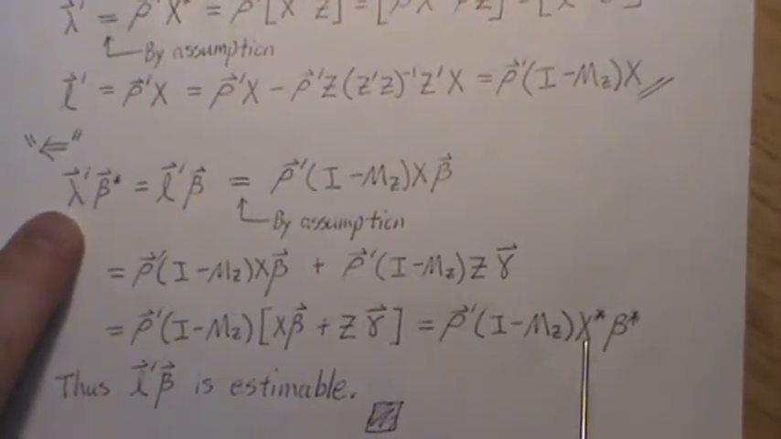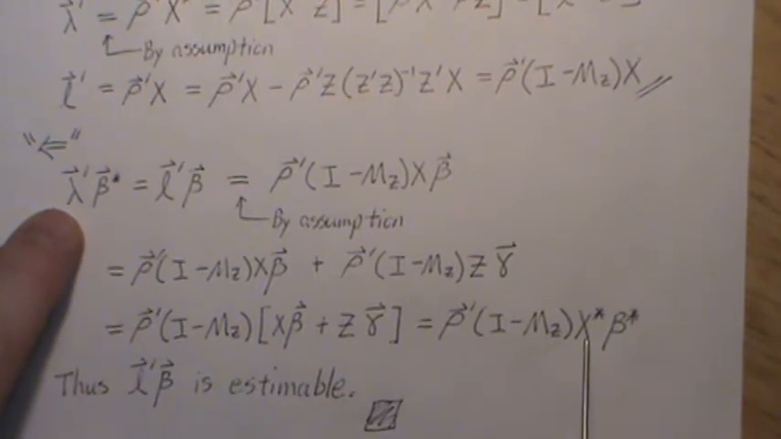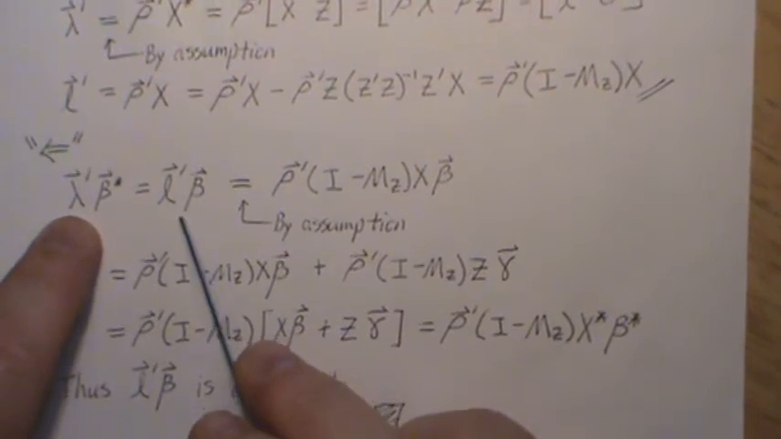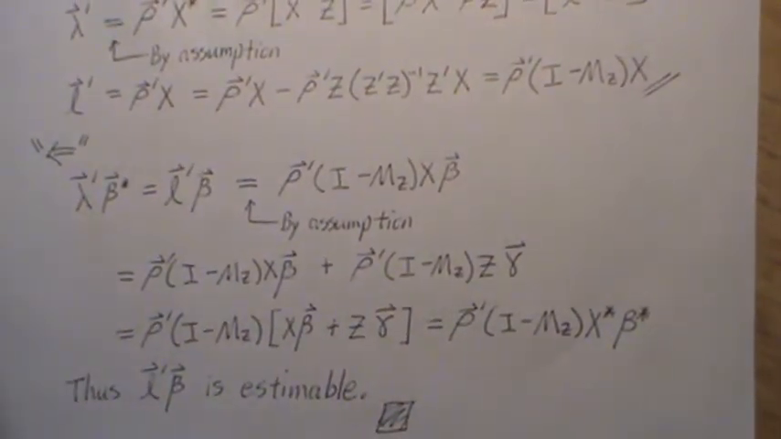And that's one of the necessary and sufficient conditions for something to be estimable. So since this is estimable, this is estimable. And the theorem is proved.